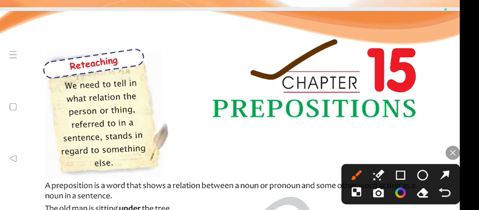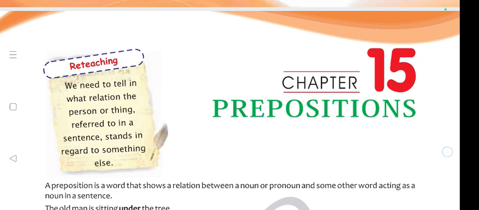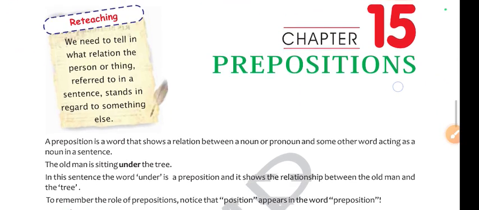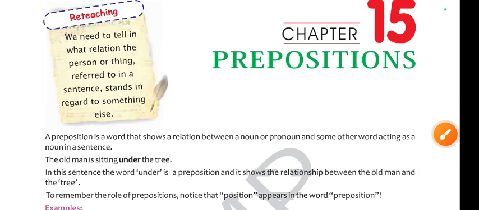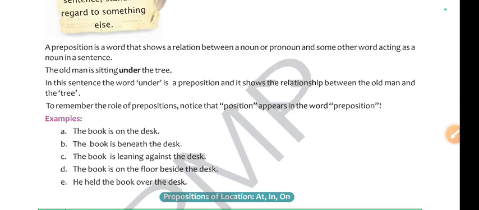So what is a preposition? A preposition is a word that shows a relation between a noun or pronoun and some other word acting as a noun in a sentence. In simple words, a preposition is a word that shows a relation between a noun or pronoun. As it is clear by the name also, preposition, it shows its position with a noun or another word.